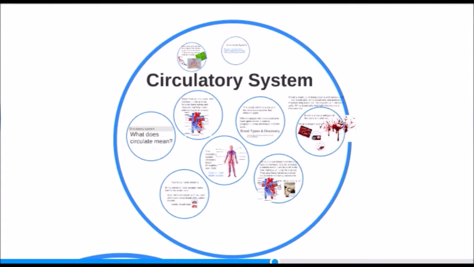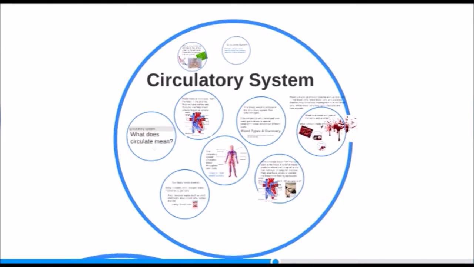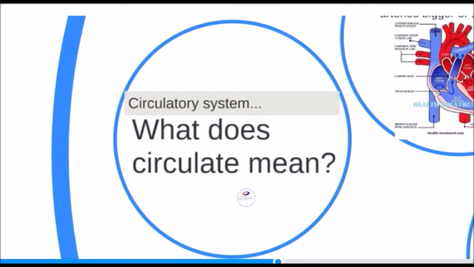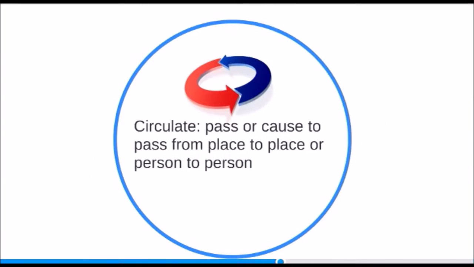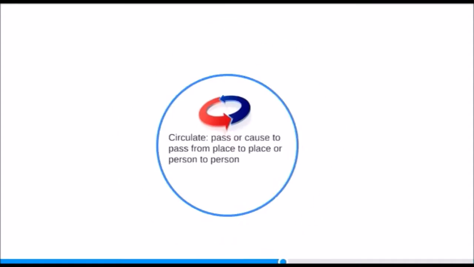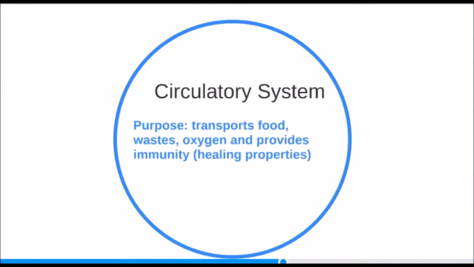So now we're up to the circulatory system. The word circulatory means to circle or to go around. To circulate means to pass or cause to pass from place to place or from person to person. So we're just moving things around, basically. Imagine the circulatory system as a circle, with things moving around.